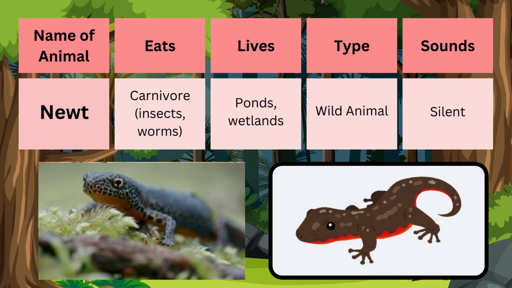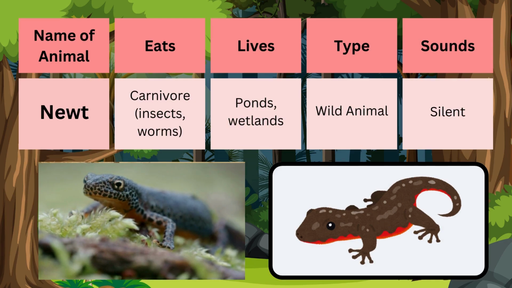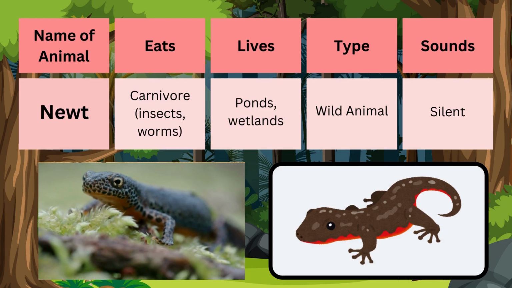Newt. Newt eats carnivore insects, worms. Lives in ponds, wetlands. Newt is a wild animal. Sounds.